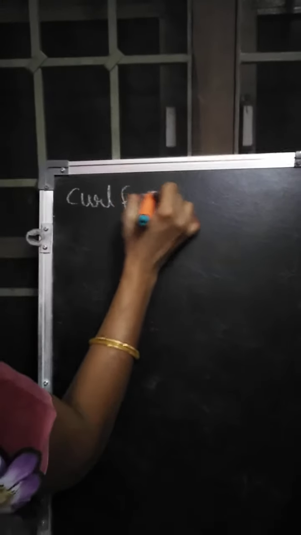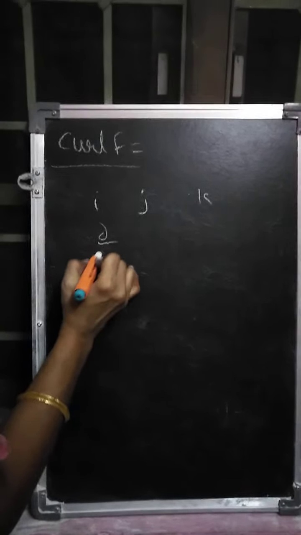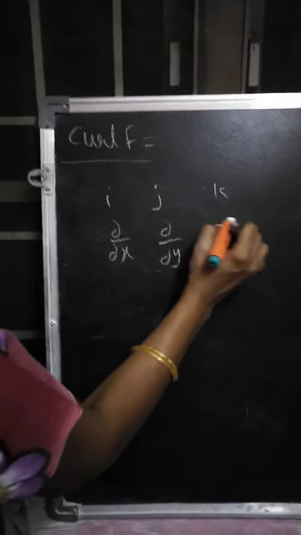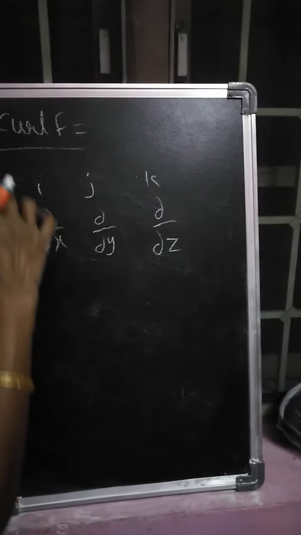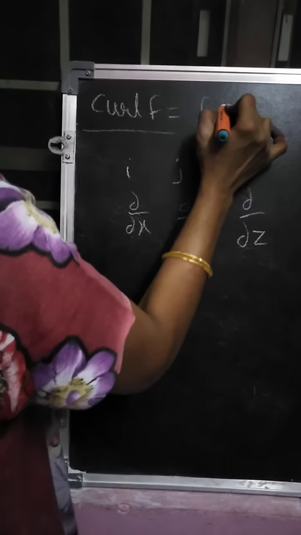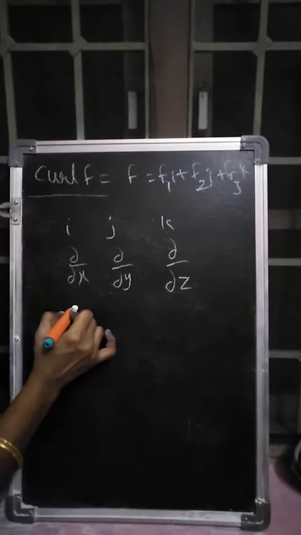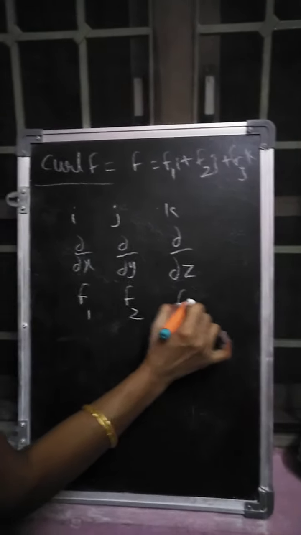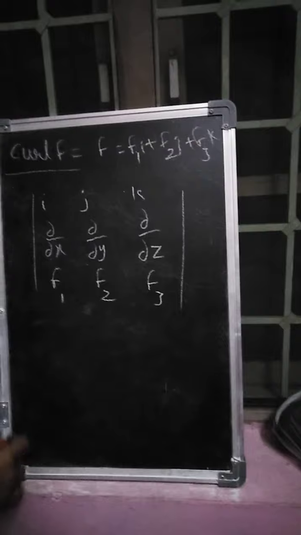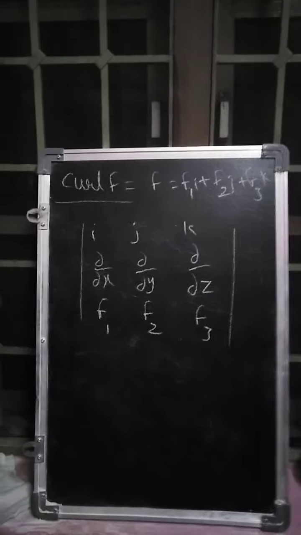Next. In the previous class we defined curl F. What is curl F? Curl F means the determinant with i, j, k, dou by dou x, dou by dou y, dou by dou z, and we can solve the problem like this. Suppose F is equal to f1 i plus f2 j plus f3 k. Then we can find the value of curl F like this, with rows f1, f2, f3. This is the curl F. And previously we found the div F.